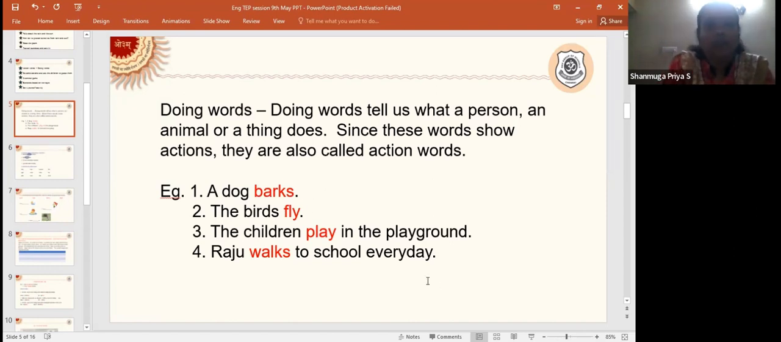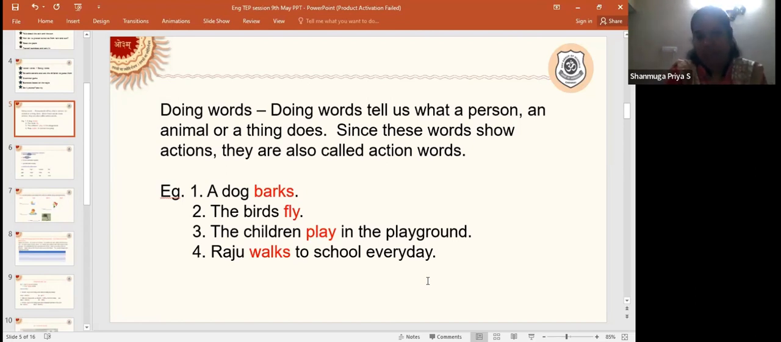And we can also, after some time, when we do the next day, give them a situation and ask them, "Children, just now you had your physical education period, you all had been to the ground. Now tell me, what are the actions you did in the ground? Tell me some action words, some doing words."